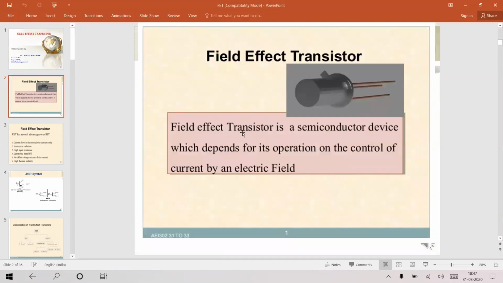Another way of defining the same FET looks like this. FET is a semiconductor device which depends for its operation on the control of current by an electric field. That's why it is called field effect transistor, because operation depends on the electric field that is due to the gate voltage. So if you are varying the gate voltage, the current conduction through the device varies. So you have control at the gate, right?